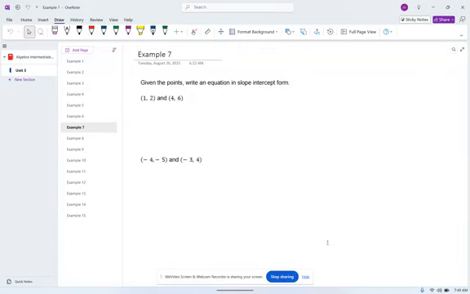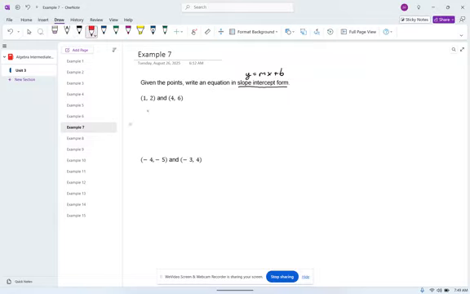Okay, guys, in this video, we're going to be looking at a couple of points and writing an equation in, again, slope-intercept form. So that is y equals mx plus b. So I'm given 2 points, and the first thing I need to find is the slope.